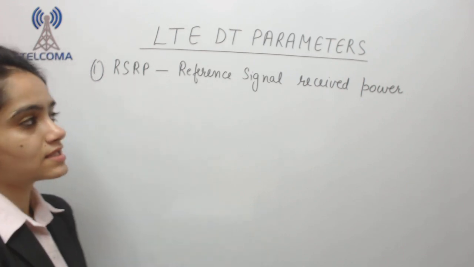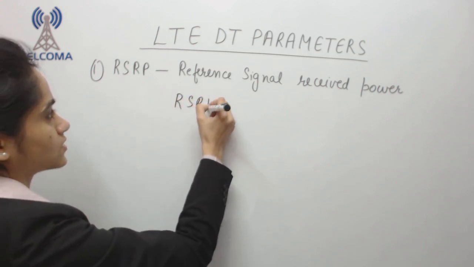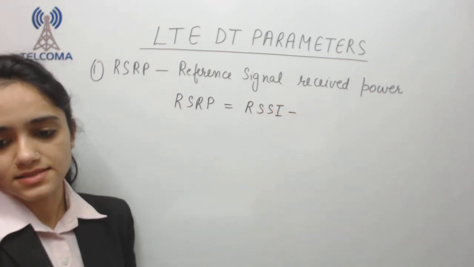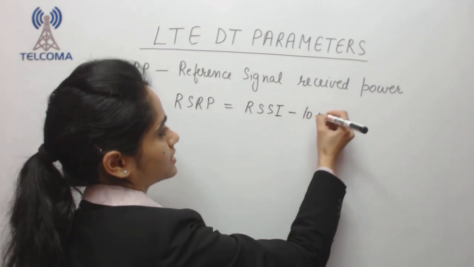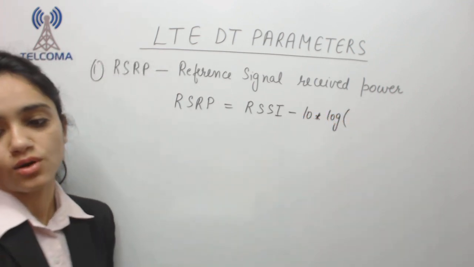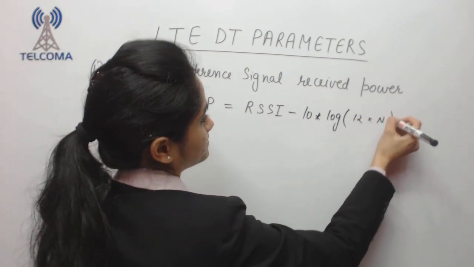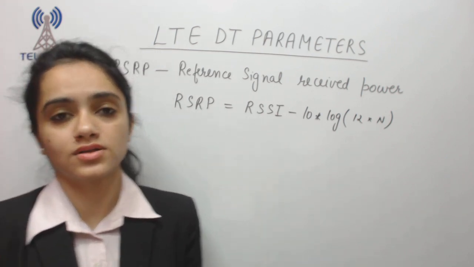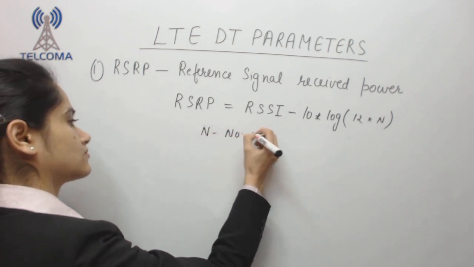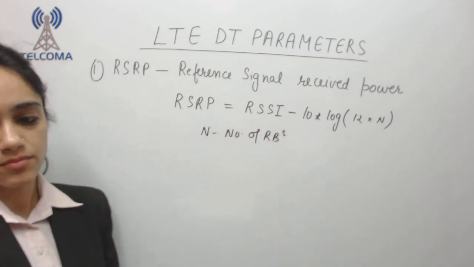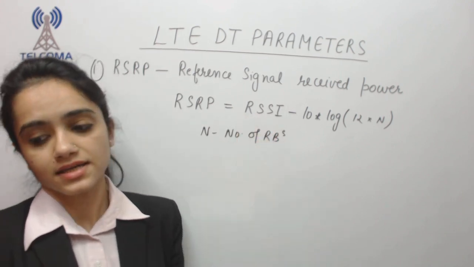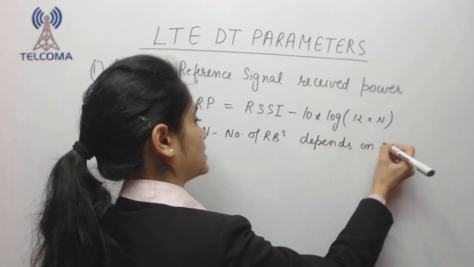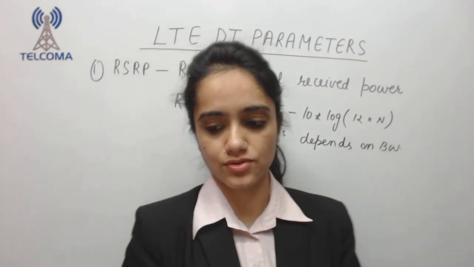So if we talk about the RSRP parameter, this is equal to the reference signal intensity minus 10 multiplied by log of 12 times N. This is the formula. Where N is the total number of resource blocks across which RSSI is measured, and it totally depends upon bandwidth.